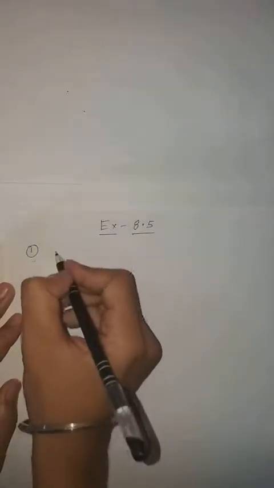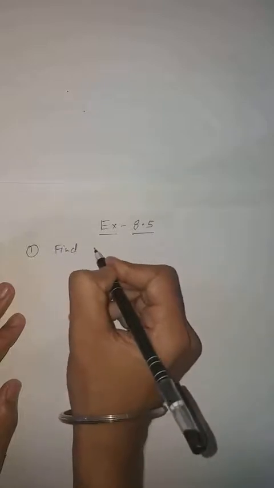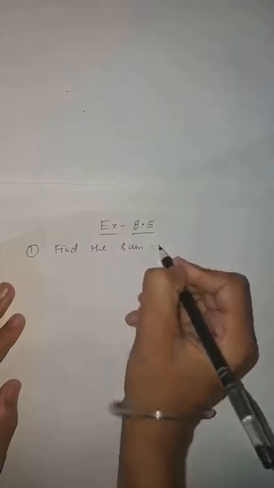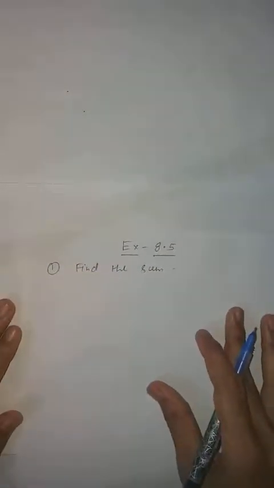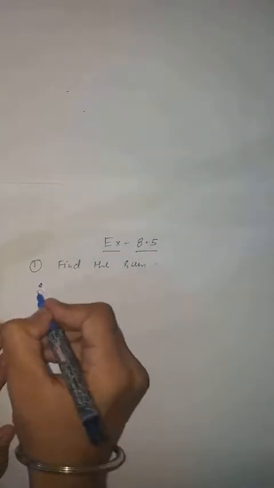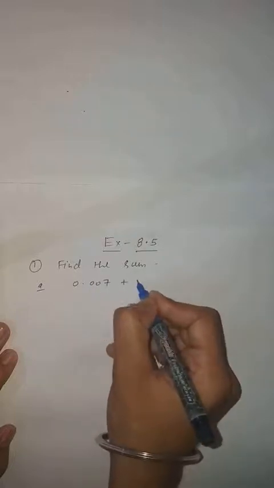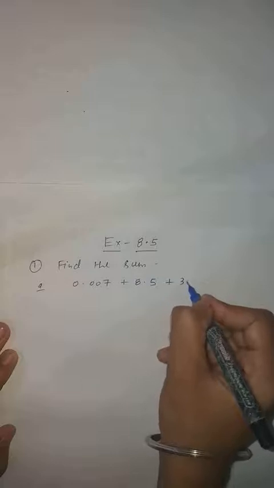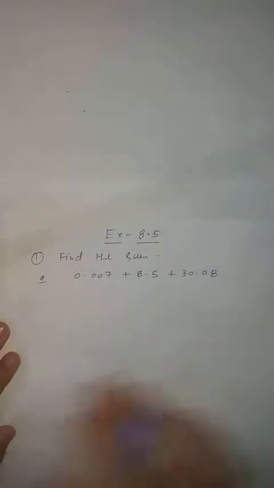Find the sum. Clear student? So now come to the question. As you know that addition, you know that very easily how to add. Now we will discuss the question. What is given? 0.007 plus 8.5 plus 30.08. Now addition, I explain you how to add.